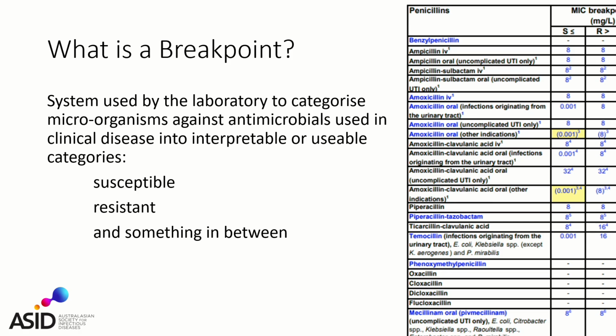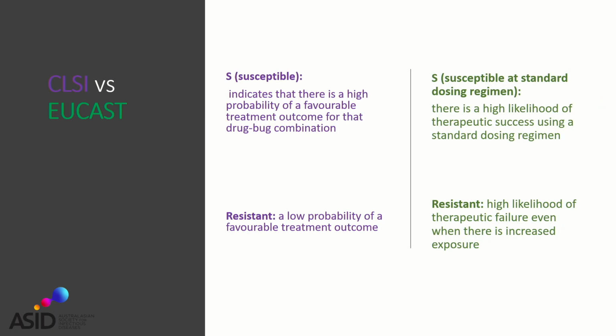And so just here very quickly is what the breakpoint table looks like. It obviously extends well off the page, but you can see that it's getting increasingly complicated for different situations, in particular Enterobacterales and the aminopenicillins. So purple is CLSI and green here is EUCAST.